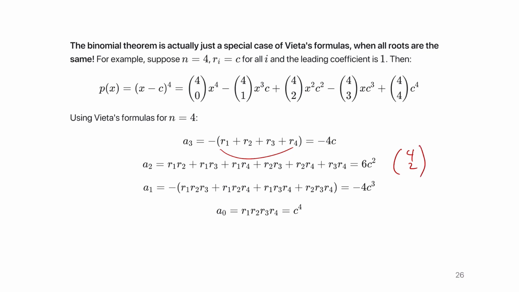And then the a1 would be the negative of the sum of all possible ways I can multiply 3 of them. Well, how many ways can I choose 3 of them to multiply? 4 choose 3. And so you notice this ends up being the exact same thing as the binomial theorem when all of the roots are equal. So the binomial theorem is just a special case of Vieta's formulas. Is that okay? So questions with this? It's kind of cool how this is all related, right? We started back with just Pascal's triangle and the idea of arranging people in a line, but it can bring us to all of this.